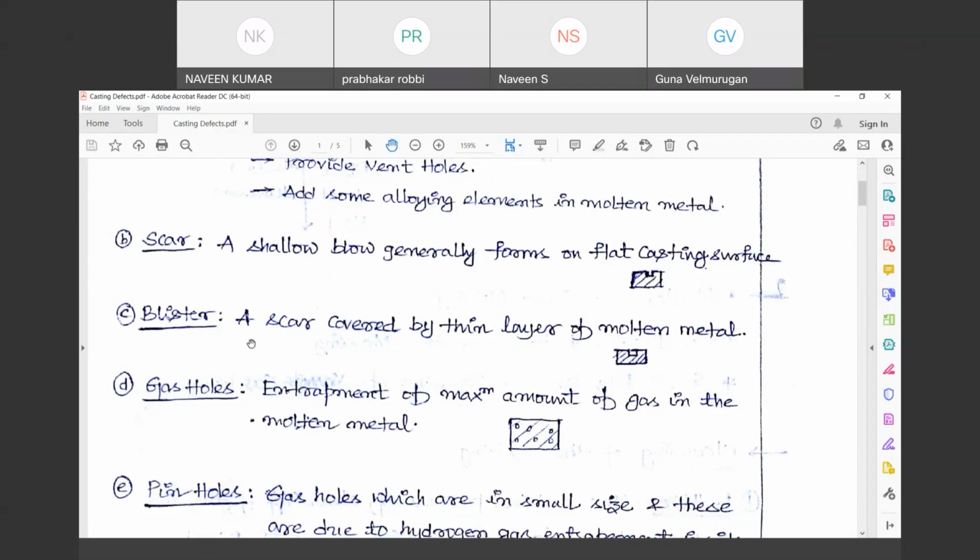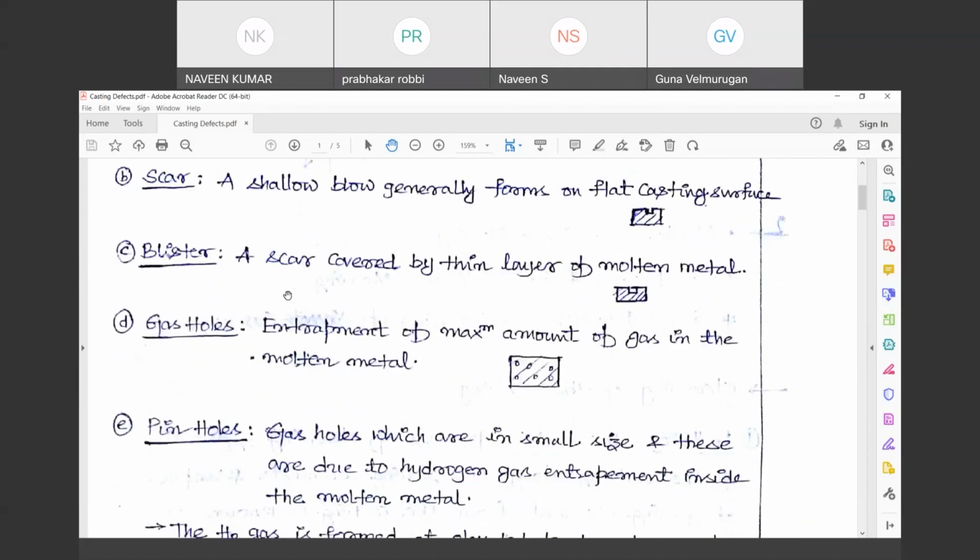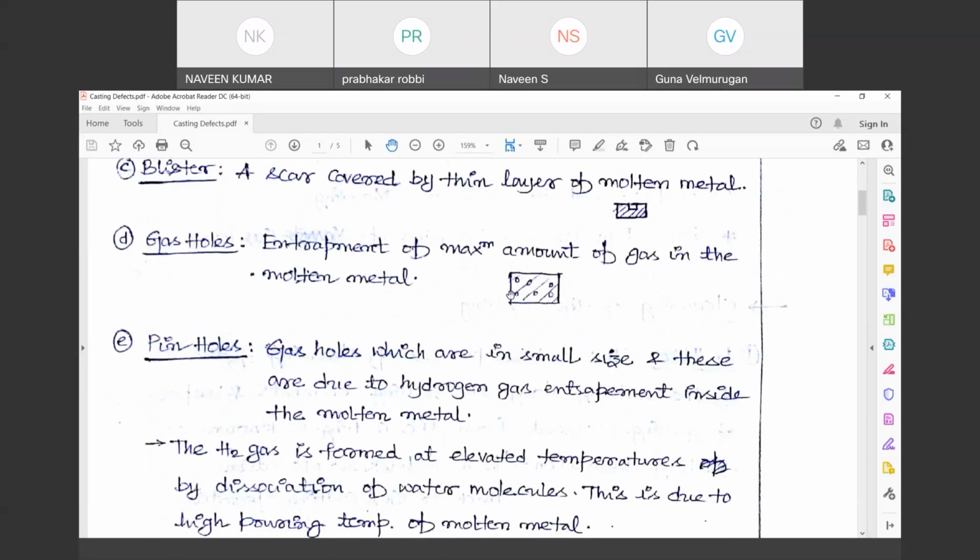Okay. And what is blister? Blister is a scar covered by a thin layer of molten metal. After getting an injury, on the next day you see some kind of black patch formed on the injured portion, and that is what is called a blister. In the case of casting, the scar is covered by a layer of molten metal which is obstructing the visibility of the scar. That is called blister. All these things are very small defects. Okay. Next is gas holes. Now, what happens with gas holes?